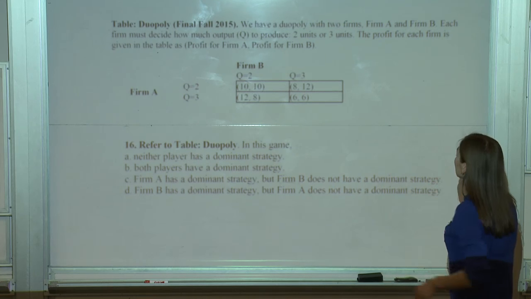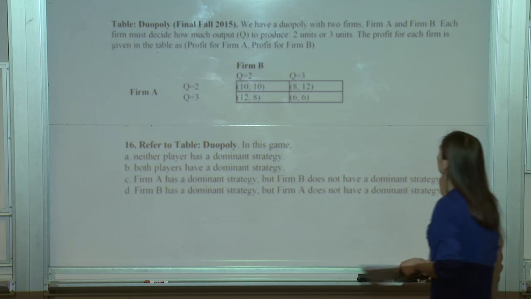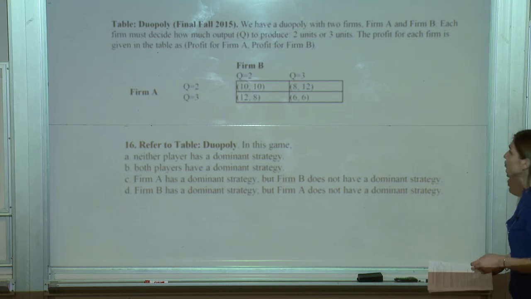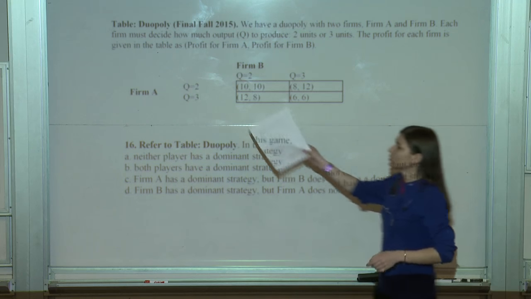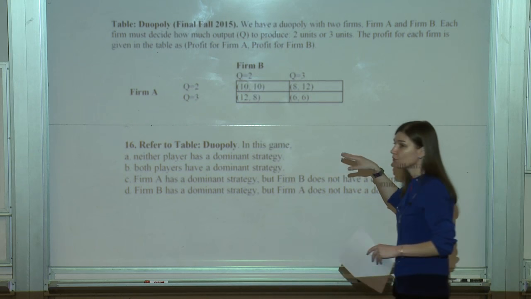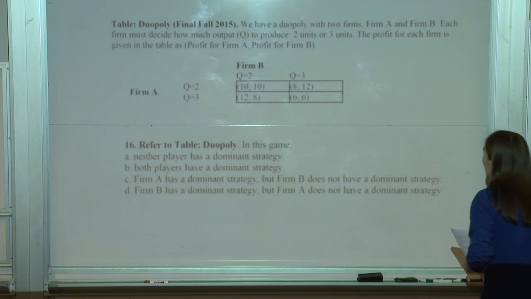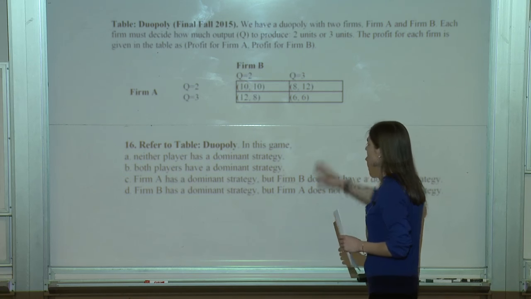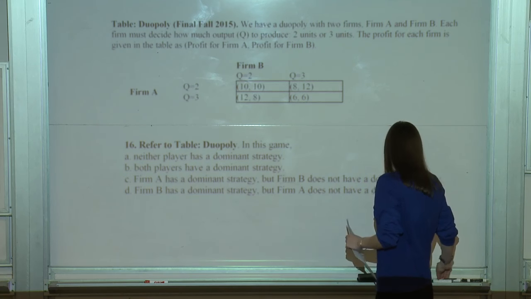Okay, we have a duopoly, so an oligopoly with 2 firms, A and B. Each firm must decide how much output to produce, either 2 or 3 units. So this is a game, and the strategies are either 2 or 3. We have 2 players, and the payoffs are given in the table. So let's play the game and see what happens.